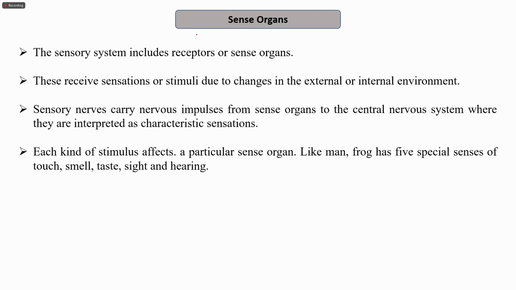Now we will talk about the sense organs. The sensory system includes the receptors or the sense organs that will sense the different stimuli. So what is a stimulus? Any external change that happens in the environment. These organs receive sensations or stimuli which are due to changes in the external or internal environment.